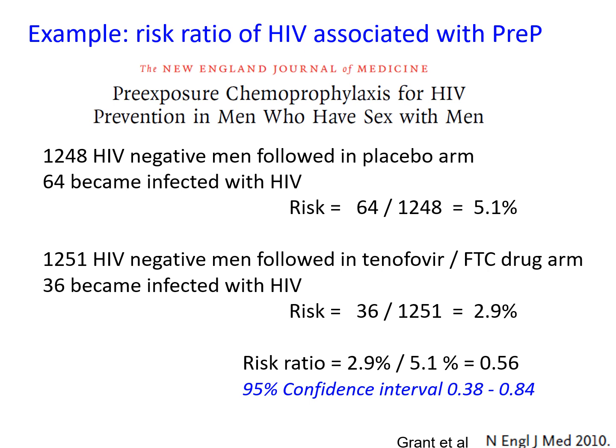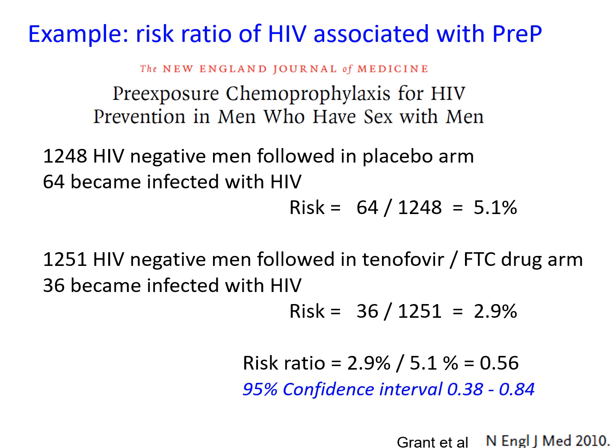So to illustrate the risk ratio, let me return to the study which addressed the question which I asked you in part 1. So this was a randomized controlled trial of pre-exposure prophylaxis to prevent HIV infection in men who have sex with men. So men were randomized to either receive these two antiretroviral drugs, tenofovir and FTC, or to receive a placebo for those drugs.